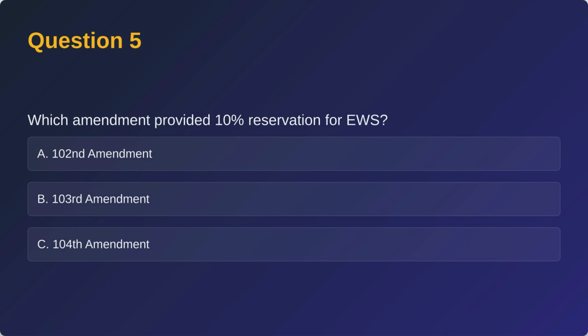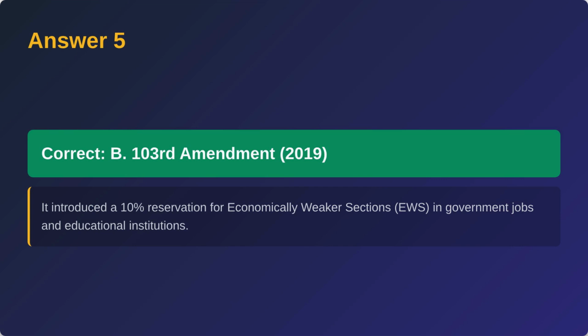Question 5. Which amendment provided 10% reservation for EWS? Answer 5. The 103rd Amendment, 2019. It introduced a 10% reservation for economically weaker sections in government jobs and educational institutions.